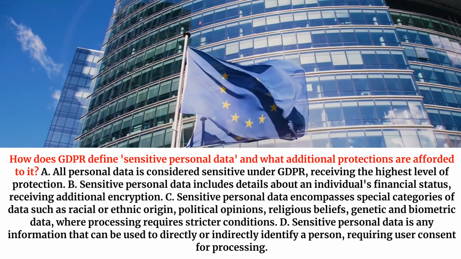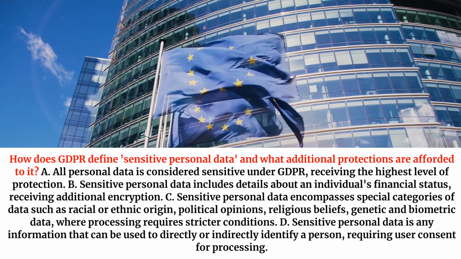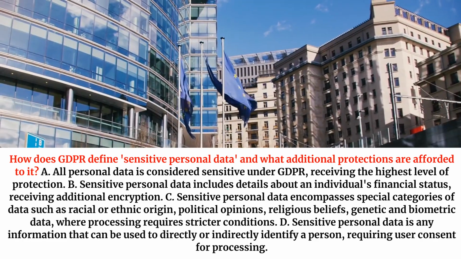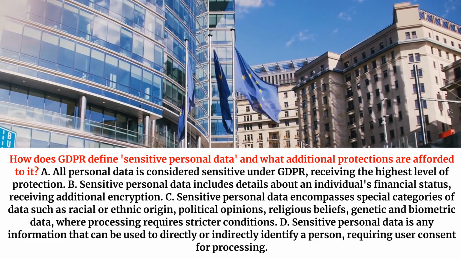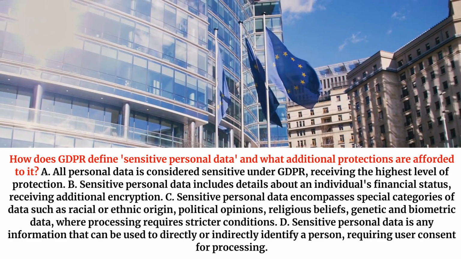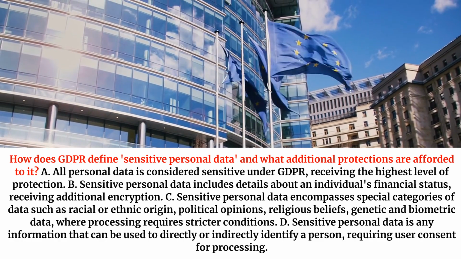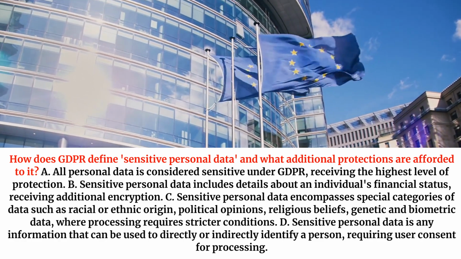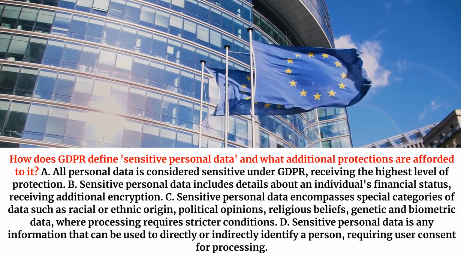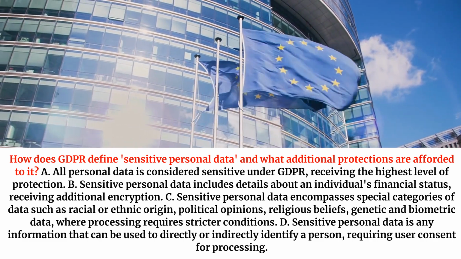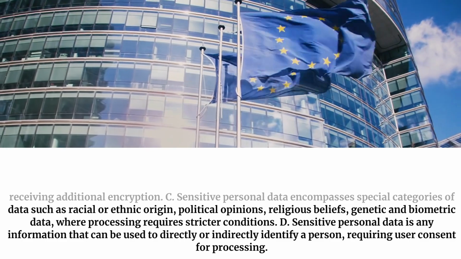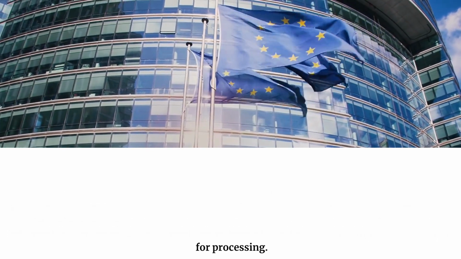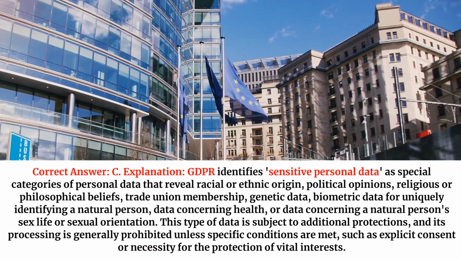Sensitive personal data encompasses special categories of data such as racial or ethnic origin, political opinions, religious beliefs, genetic and biometric data, where processing requires stricter conditions. D. Sensitive personal data is any information that can be used to directly or indirectly identify a person, requiring user consent for processing. Correct answer, C.